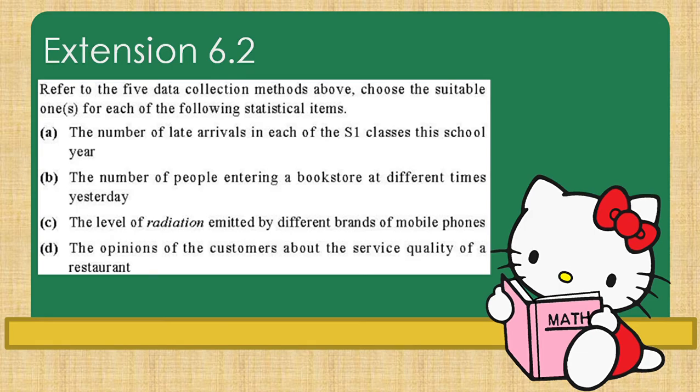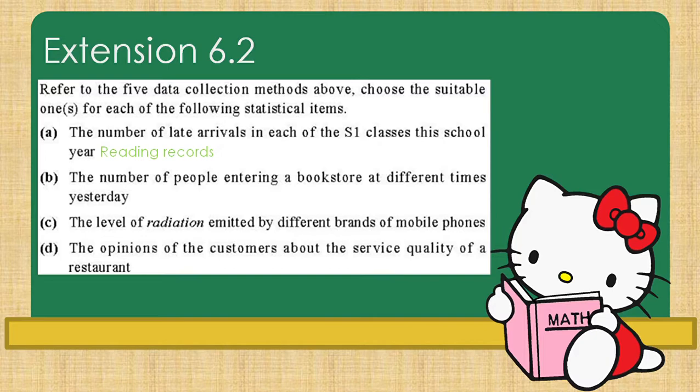Well, now come to extension 6.2. We have 4 questions, and we need to find out the best collection methods in order to collect data. For example, part A: find the number of late arrivals in each class. I'm sure that you should say reading record, right? Because we have the record already in the computer.